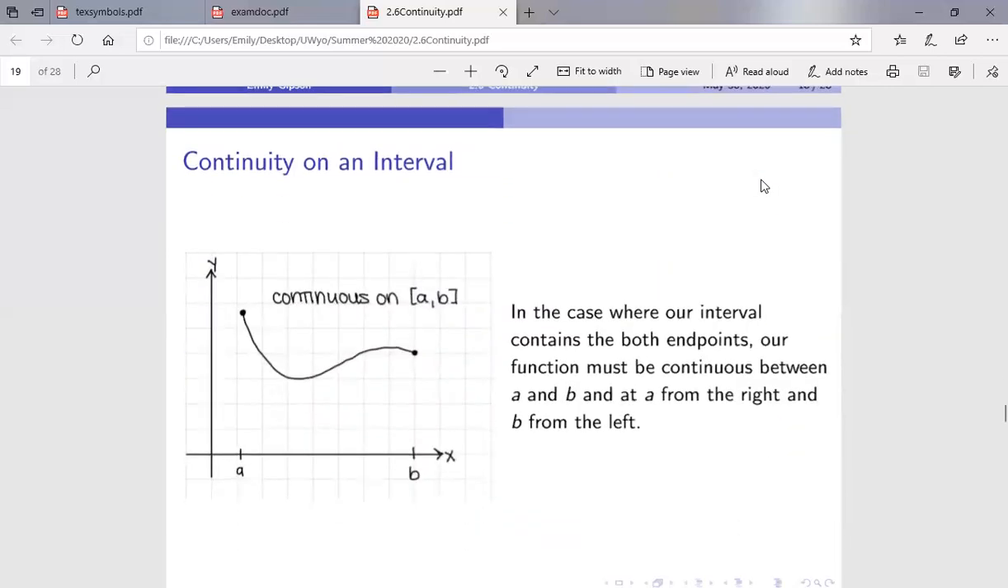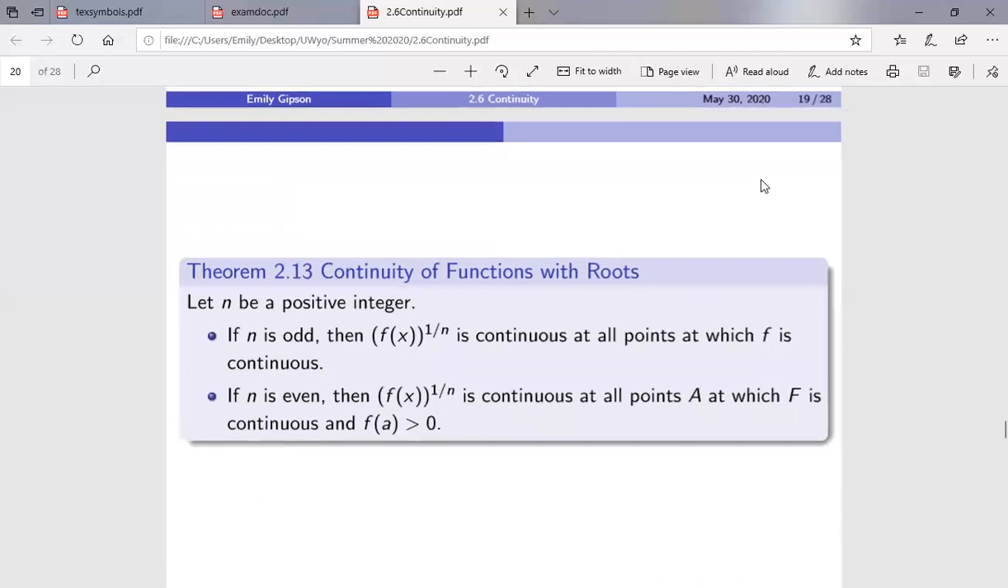So this is going to be continuous from a to b, including our endpoints. So including both of our endpoints, our function must be continuous between a and b, and at a from the right, and at b from the left. So that's a lot going on, but let's see some homework questions about that.